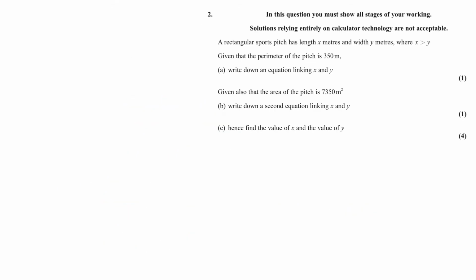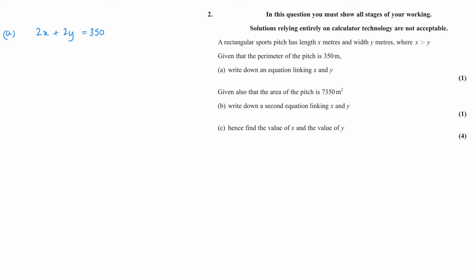Okay, question 2. So a rectangular sports pitch, length x, width y, where x is greater than y, given that the perimeter of the pitch is 350 meters. Write down an equation linking x and y. So perimeter means 2 lots of the length plus 2 lots of the width. So 2x plus 2y equals 350.